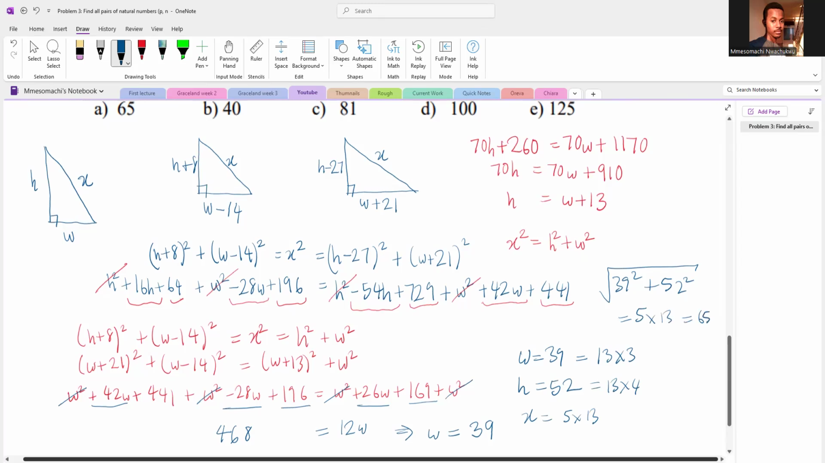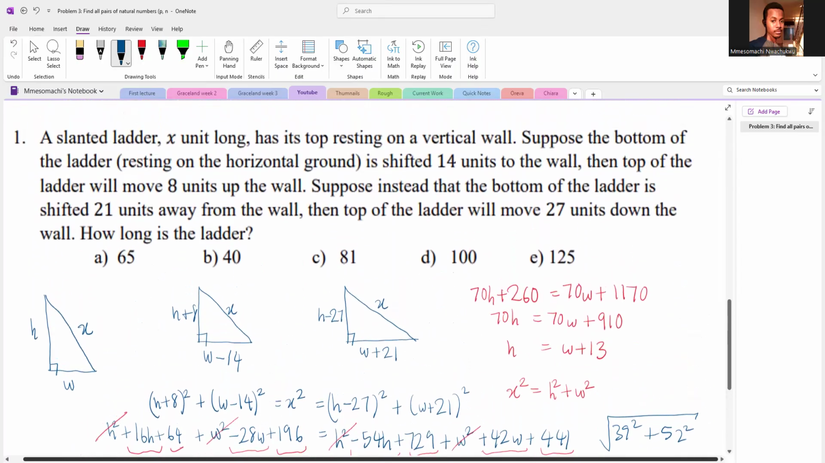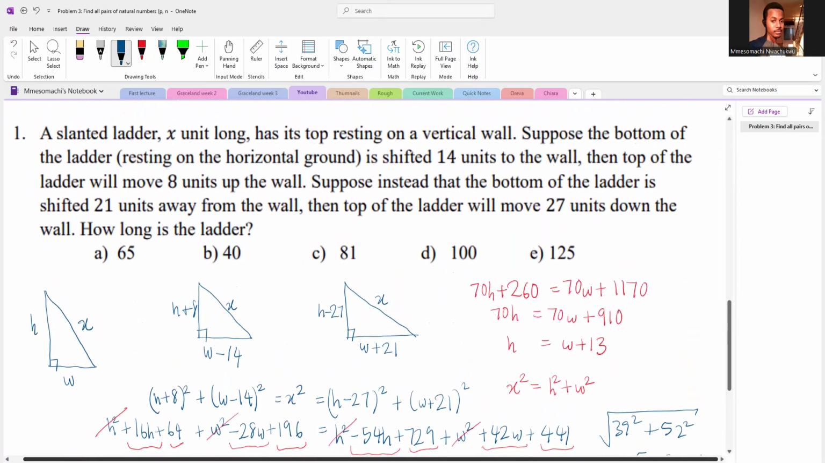So let's scroll up and see which of the options should give us the correct answer. And that's option A.